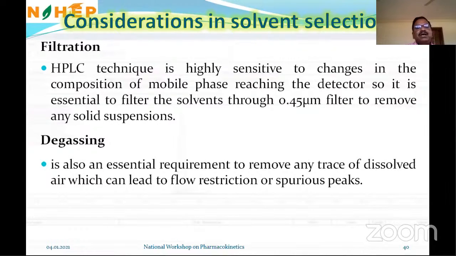Then degassing. It is also an essential requirement to remove any traces of dissolved air, which can lead to flow restriction or spurious peaks.